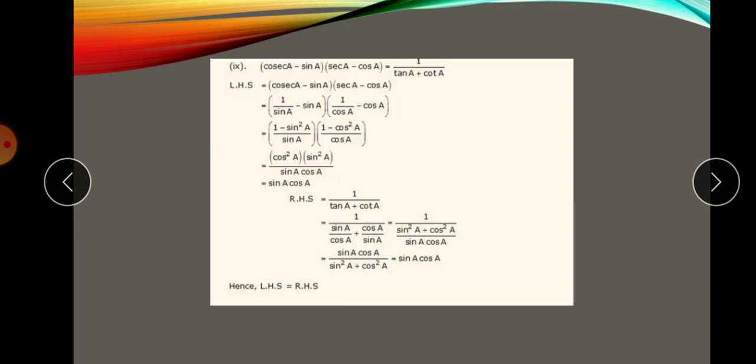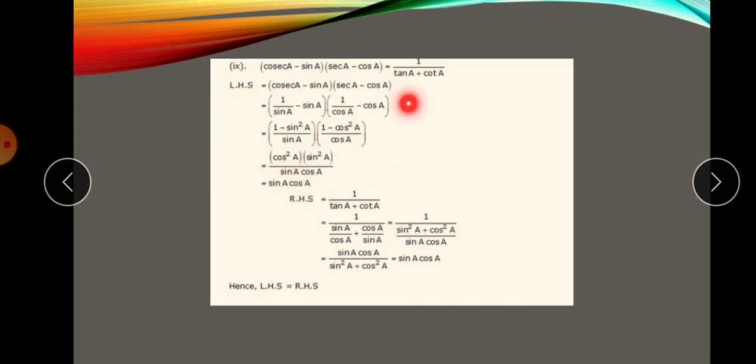So first, cosecant A, first prove it. Whatever the ratios are, apart from sin and cos, convert all the rest into sin and cos. So cosecant is 1 by sin. Take LCM: (1 minus sin square A) by sin A, which is cos square A by sin A. Same way, secant means 1 by cos. Then (1 minus cos square A) by cos A. 1 minus cos square A is nothing but sin square A.